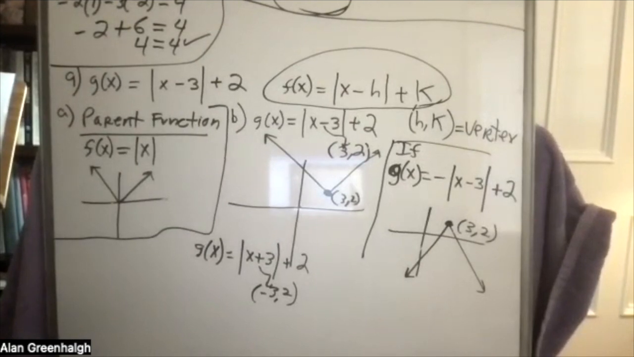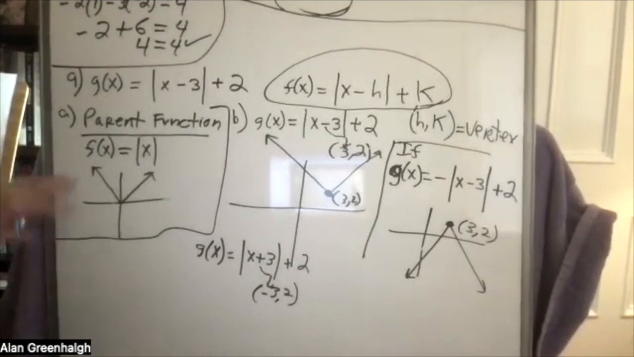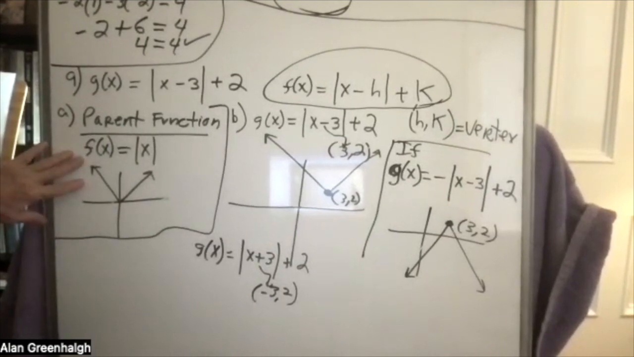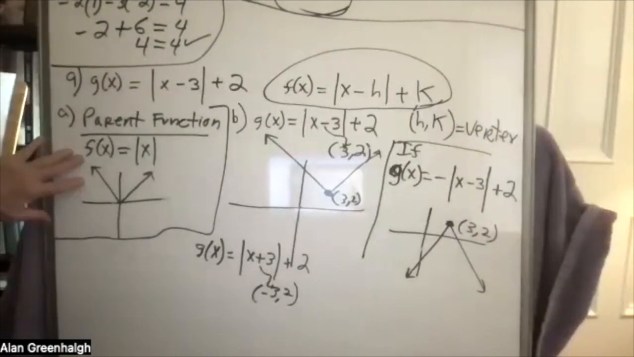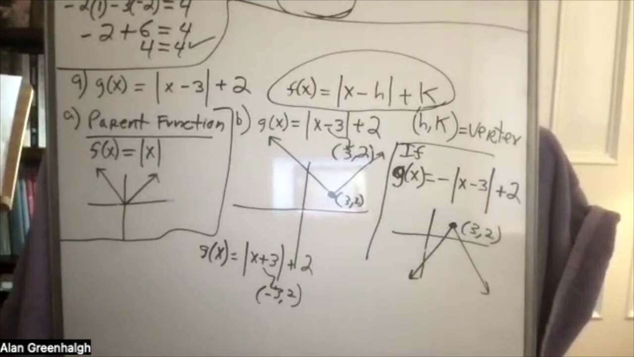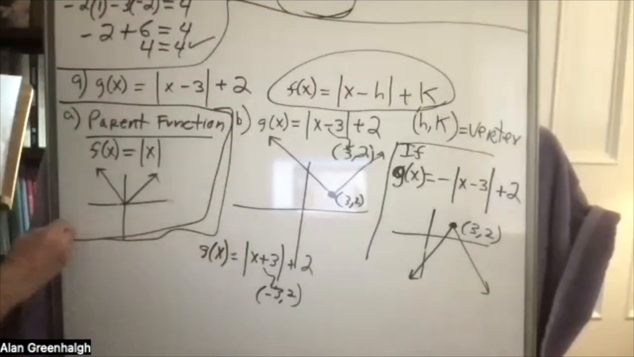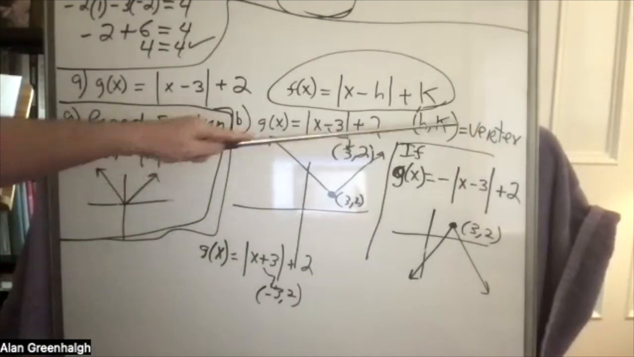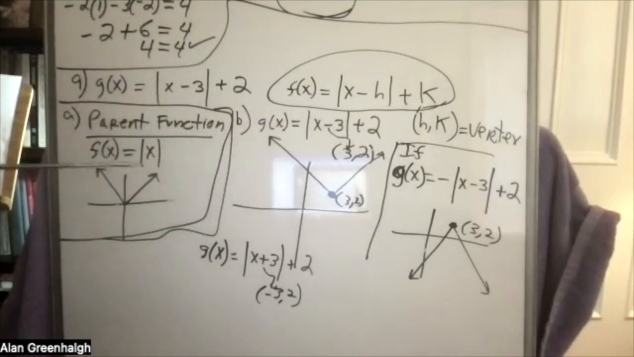Yeah, so basically the parent function, every time it asks for that, it's f of x equals the absolute value of x. Yeah, if this is the parent, no matter what. When I say on the test, graph the parent function, this is it. I mean, this could change. This will change. I'm not going to keep 3 and 2. I'm going to change it, but the parent always looks the same.